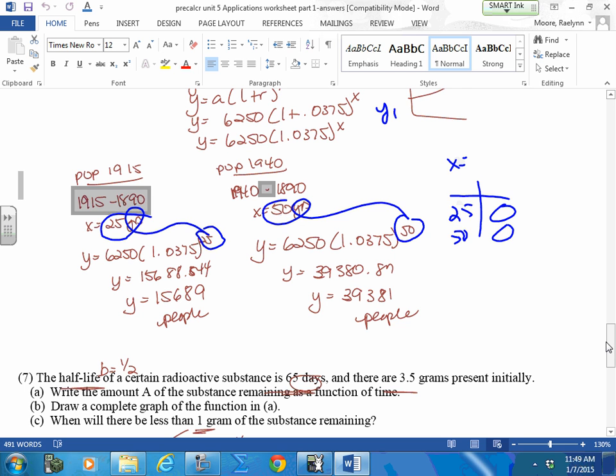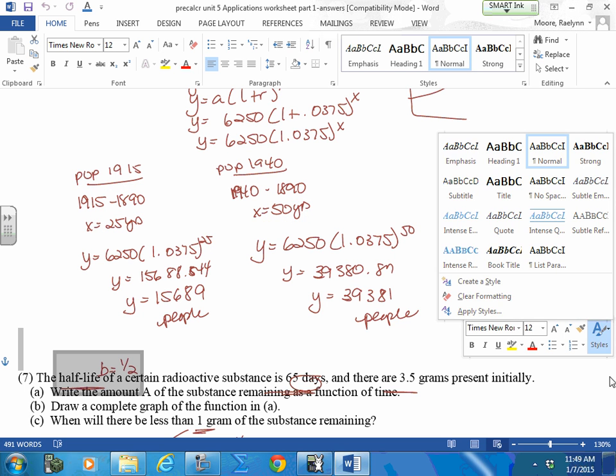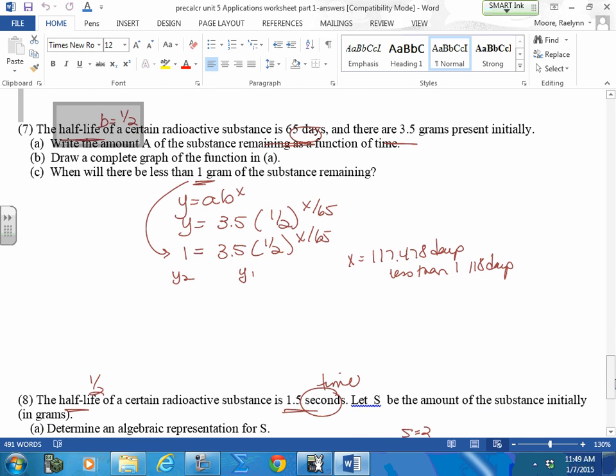And your last one, number 7. It's a half-life, and it halves every 65 days. Days is your time. So X is time in days, but every 65, there's your cycle. So do you see it real similar to the ones before? We did one that was like less than 1 gram.